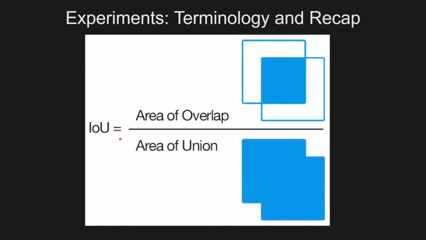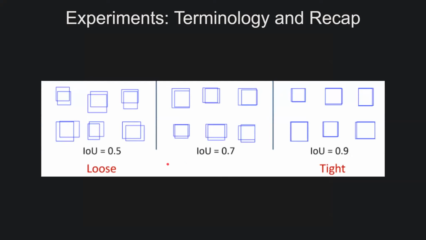Just as a quick recap, you may recall the famous intersection over union metric, which is simply the area of overlap over the area of union. Here's a quick visualization of how different intersection over union scores look. In general, the lower it is, the looser the detection, while the higher the score, the tighter it is, meaning 0.9 is great.